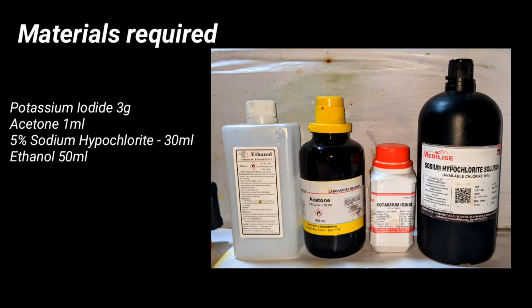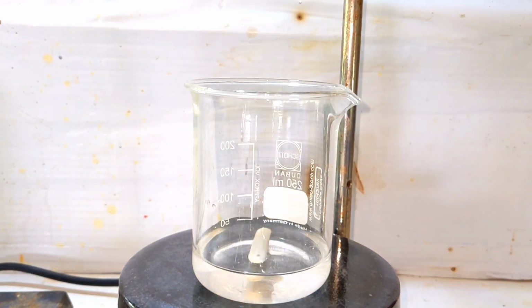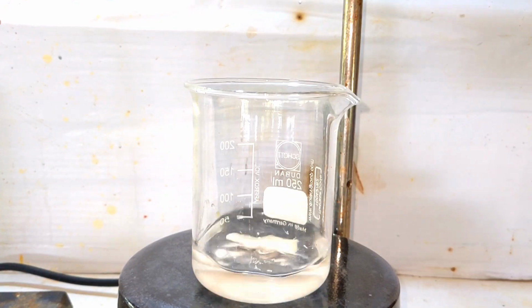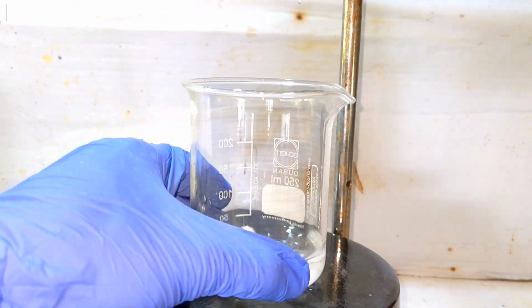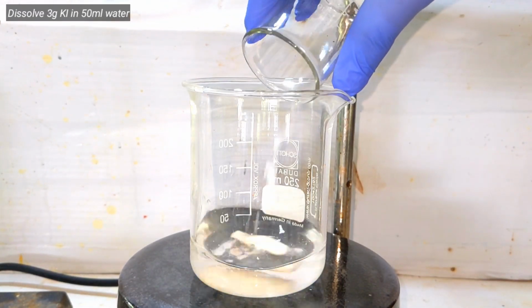Materials required include 3 grams of potassium iodide, 1 ml of acetone, 30 milliliters of 5% sodium hypochlorite and 50 milliliters of ethanol. We start by taking 50 milliliters of water in a 250 milliliter beaker and then add 3 grams of potassium iodide to it.